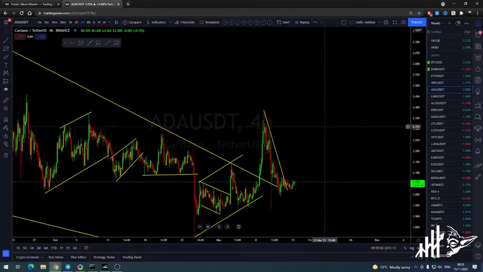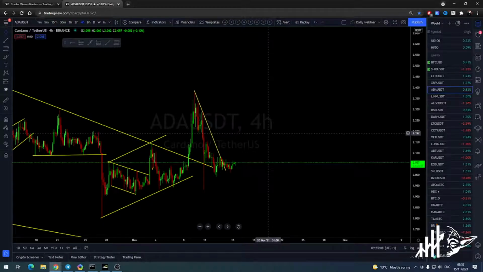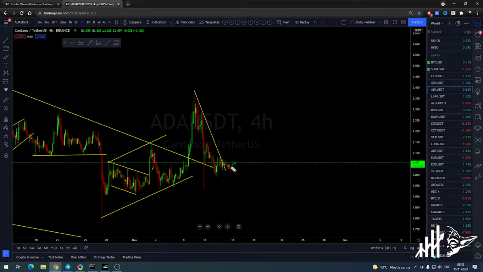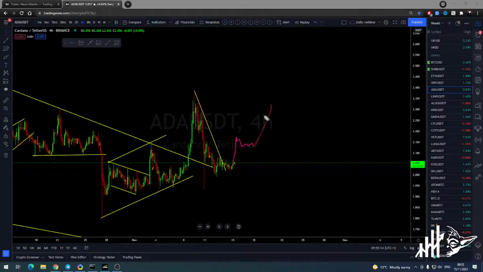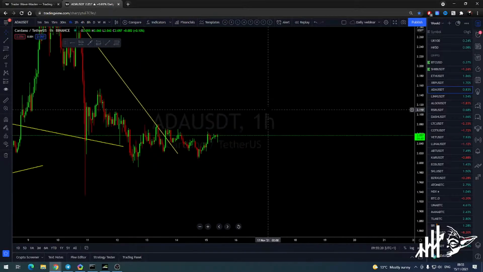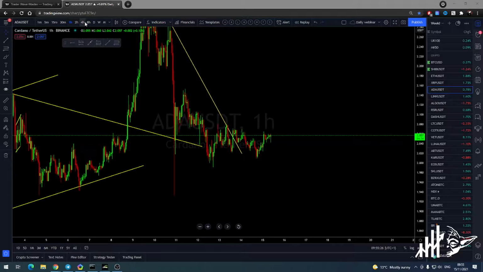So what to do? Basically, I do not recommend you trading over there. Okay, ADA, it's not a tradable chart right now. Or if you find any buy flag over there, then you can take a buy, but nothing is there yet on 1 hour as well. As you can see, one flag is trying to appear, but that's not enough.